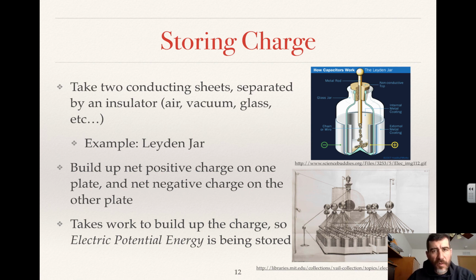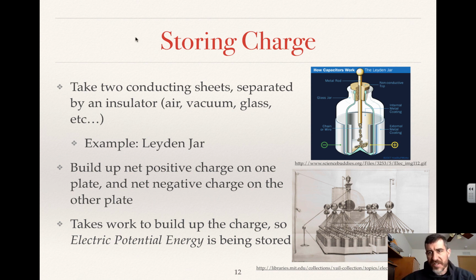Okay, so first off, before we get to capacitors, you can think a little bit about how you would store charge, right? So we've got positive charge and negative charge. The general idea, if you want to store up some charge, is you take two conducting sheets of some sort, typically made out of a metal, and you separate them by an insulator. And you need this separation or else the positives and negatives will just attract each other.